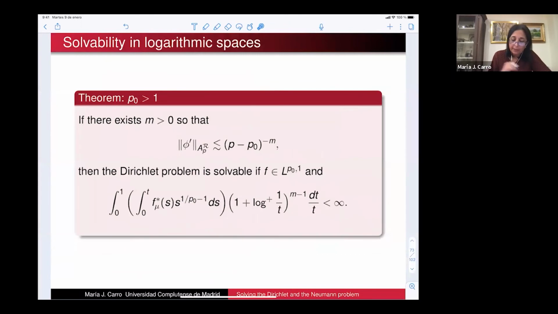to have that the operator is bounded from X into some reasonable space. And therefore, in the case that phi prime is not in A_{p0}, I will say the Dirichlet problem is not solvable in L^{p0}. If the Jacobian is not in A_{p0}, it is not solvable in L^{p0,1}, but there is still some hope that we can have boundedness in this space, so that the Dirichlet problem is solvable in this logarithm type space, okay?